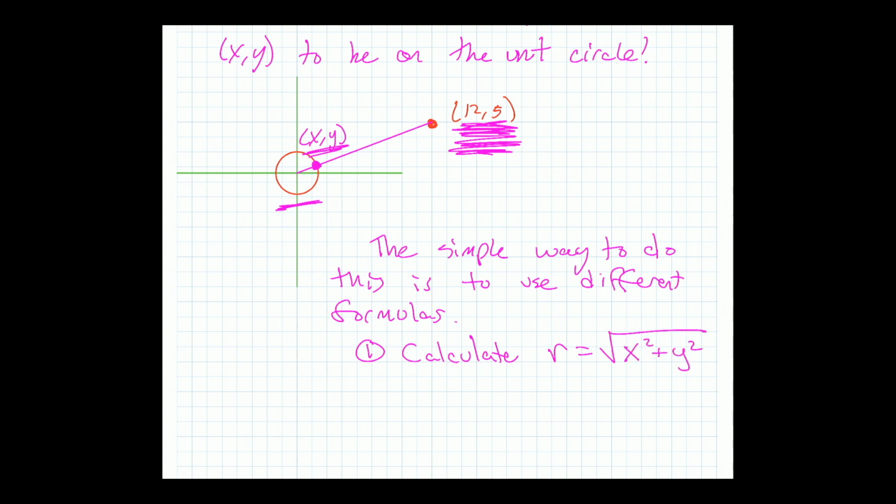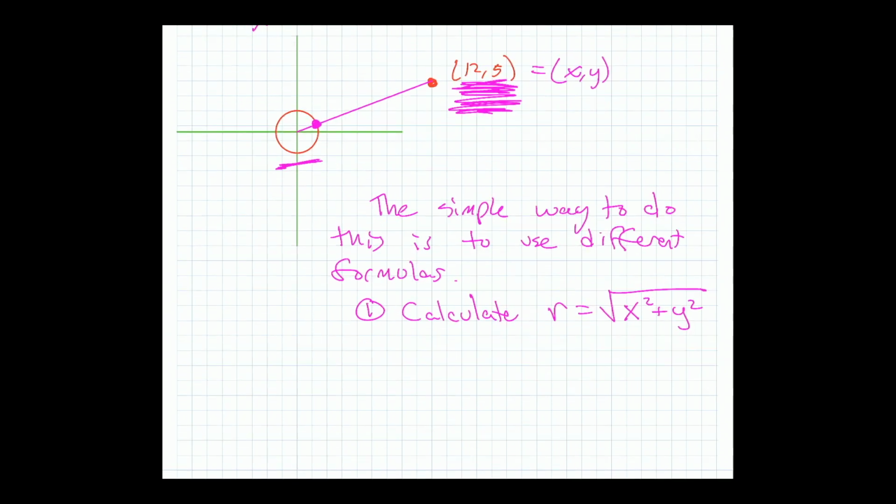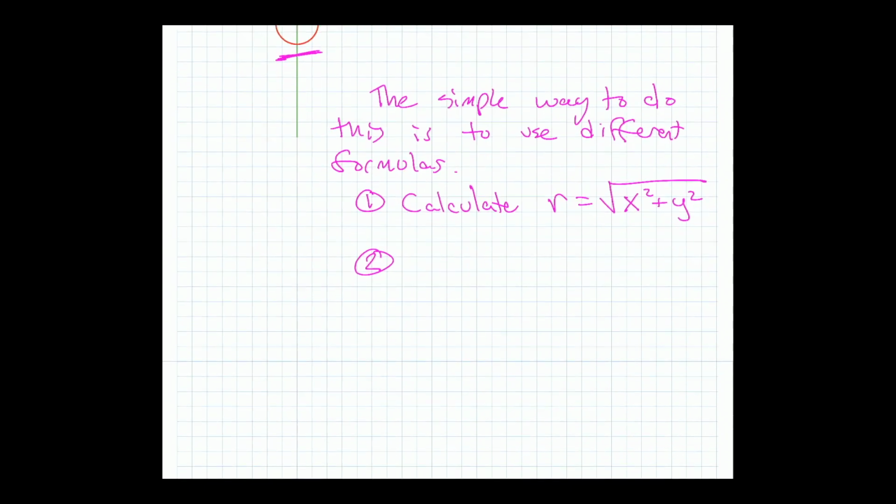And that's not this x squared plus y squared. I'm going to erase that. That's this x and y. Okay? So you have an x and y that's not on the unit circle, and you're going to calculate this r. And then, once you have that, you're going to use different formulas for the six trig functions.